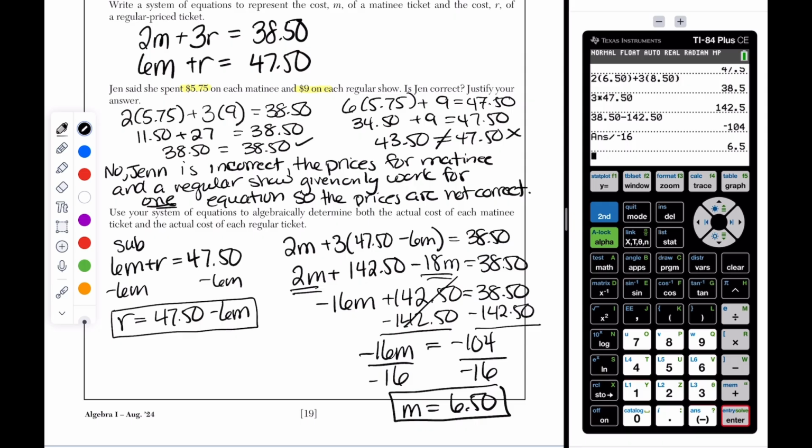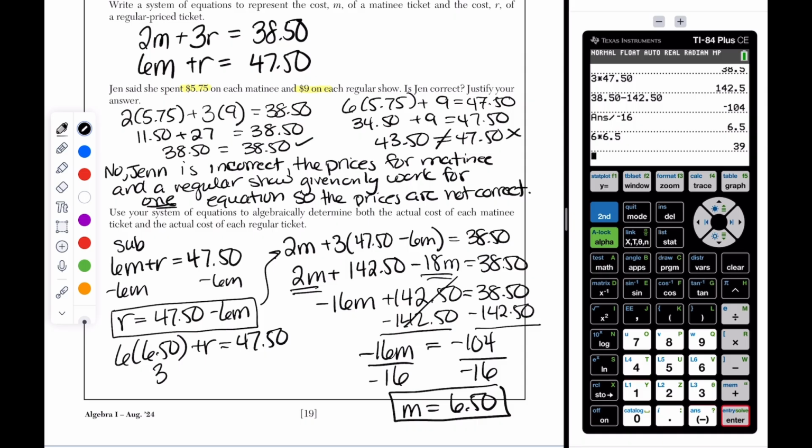So this works. Now what makes this a little long is I need to substitute again to figure out what r is. So I'm going to have to do this a second time. So here was the first thing I did. And now I'm going to go into the other formula. I'm going to use the 6m. So 6 times 650 plus r is equal to 4750. You can clearly see why I chose that one.